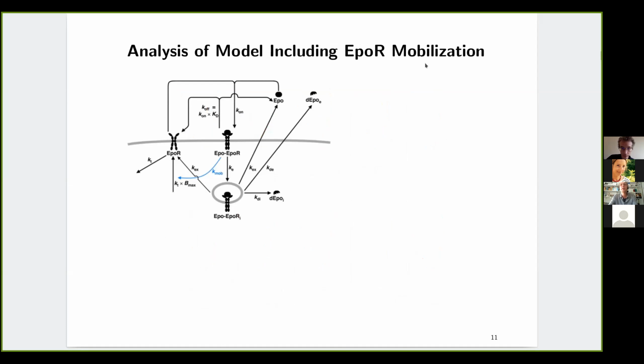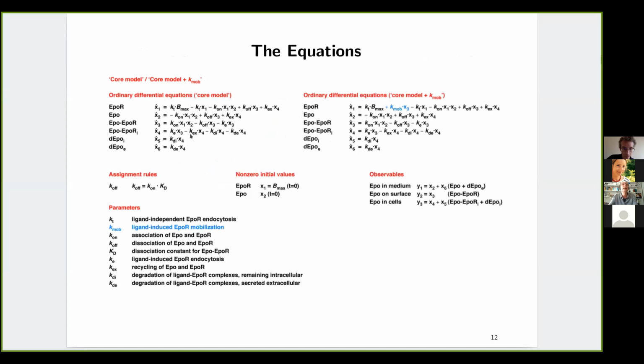There was a third possibility, mobilization, and this in the model scheme means that if this here is occupied, then it increases just this flux from the intracellular compartment. And the question now is, do we need this? And therefore, we did the typical model selection stuff.